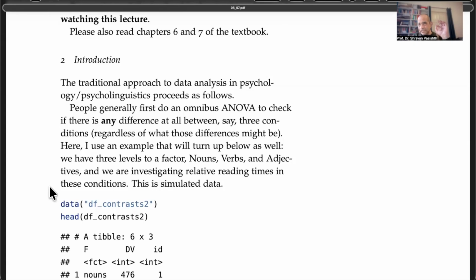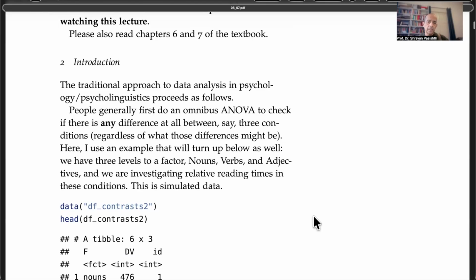The traditional method for doing this is to carry out a so-called omnibus ANOVA, which checks if there are any differences at all between any of the factors, and it doesn't matter if it's a 2 by 3 factorial design or whatever. It just checks if there's any evidence for any main effect of each factor and of any interaction between the factors. Okay, and if there is evidence of a main effect and an interaction, the nature of that main effect and interaction will then be investigated further, okay, through pairwise t-tests.